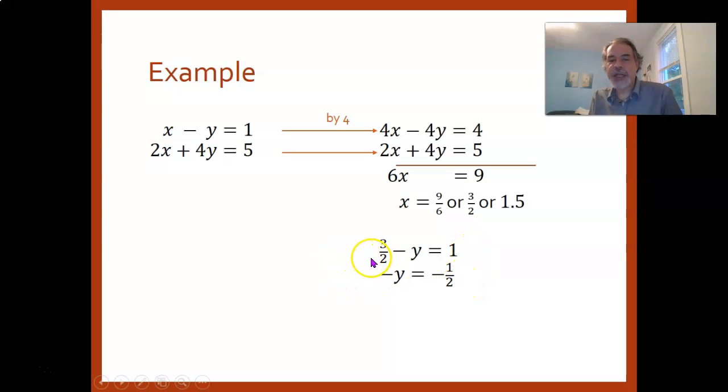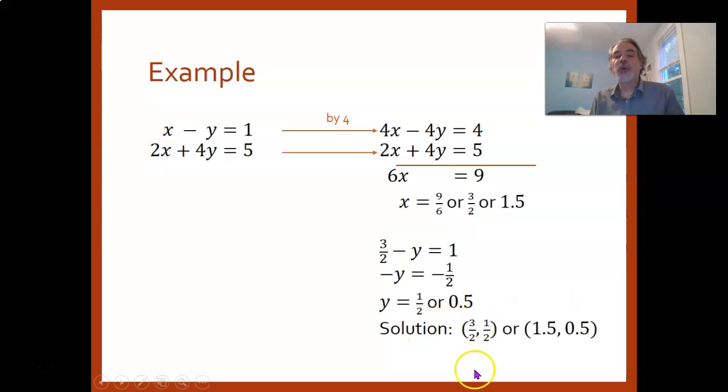If we were working with decimals, we'd be subtracting 1.5, and then 1 minus 1.5 would be negative 0.5. Then to get from negative y to y, divide both sides by negative 1, y equals positive 1 half, or positive 0.5. So our solution, depending on whether you want to write it in fraction form or decimal form, is 3/2 for x and 1/2 for y, or 1.5 for x and 0.5 for y.